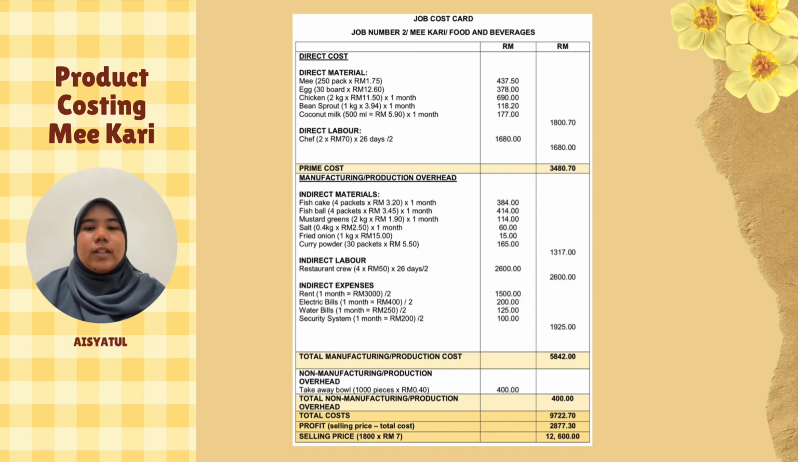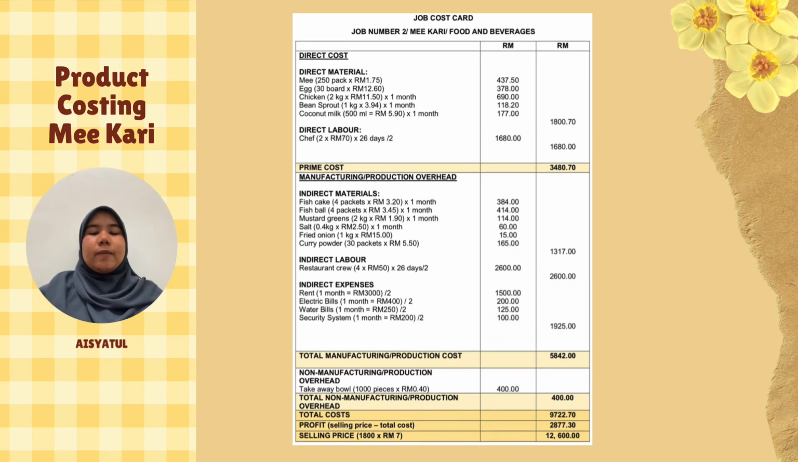Next is manufacturing or production overhead. In this section, we calculate the indirect materials, indirect labor, and indirect expenses. For indirect materials, the total is 1,317 ringgit. Meanwhile, indirect labor has 4 restaurant crews with a total of 2,600 ringgit. For indirect expenses, the total is 1,925 ringgit. Then we added all the totals and get 5,842 ringgit as total manufacturing or production cost. For total non-manufacturing production overhead, the business only used takeaway bowls, which cost 400 ringgit.